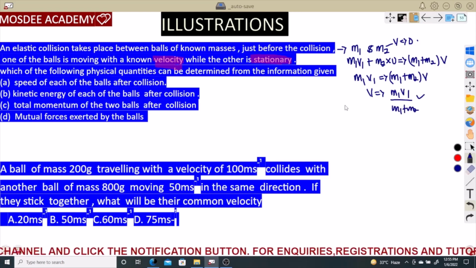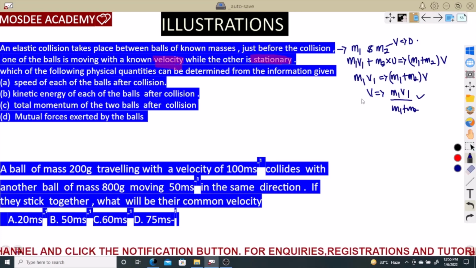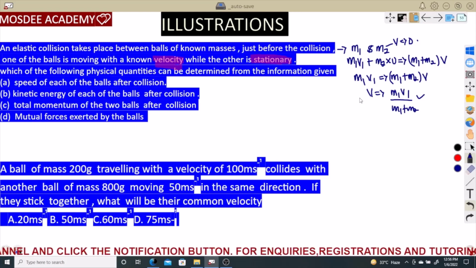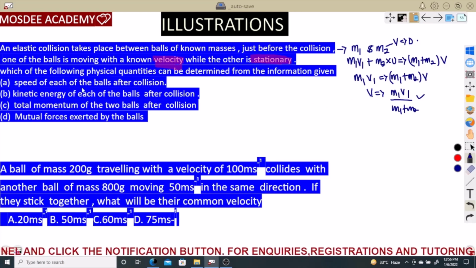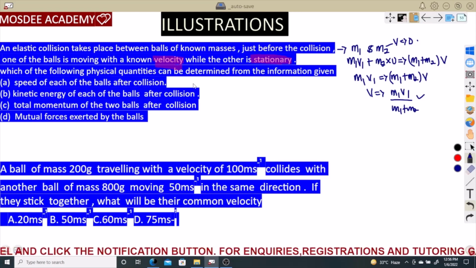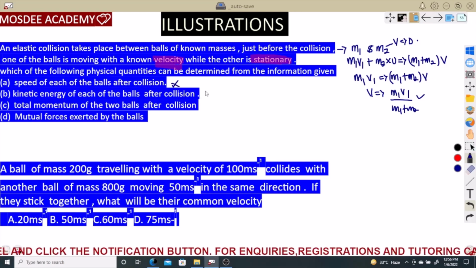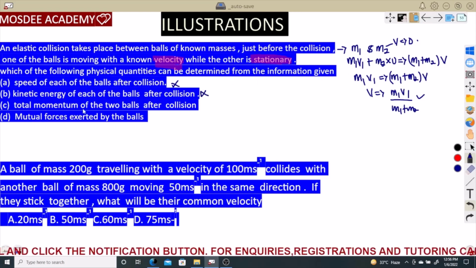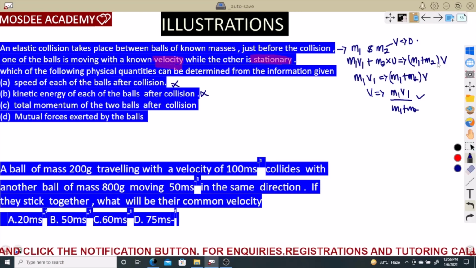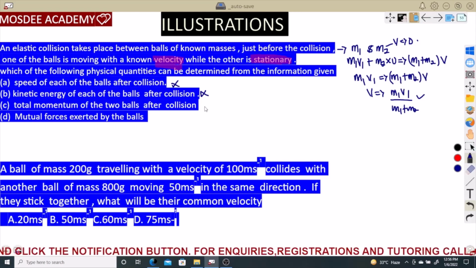You can calculate the speed, and if the speed can be gotten, we can say the total momentum of the two balls after collision can be gotten, because you can get the final speed. The speed of each of the balls after collision, no, we can't get it because the balls are going to move together. So this is wrong. The kinetic energy of each of the balls, no, so far the speed cannot be gotten. The total momentum of the two balls after collision, you can see m1 plus m2 times v can be derived, which is what we are talking about. So this is the correct answer to that.